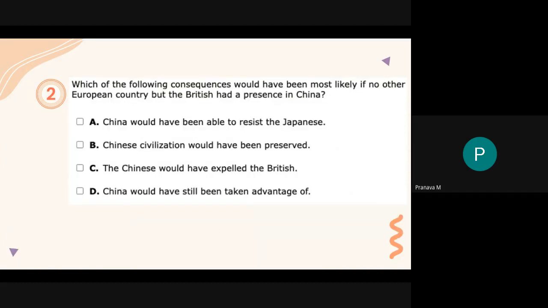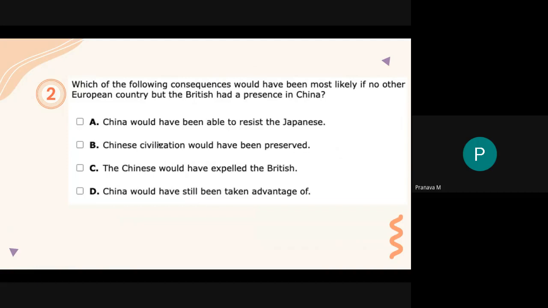Next question: which of the following consequences would have been most likely if no other European country but the British had a presence in China? So the whole second and first paragraph were implying how the British had a really disproportionate influence on China, like they were the biggest exploiter. So even without the other countries, the Chinese would have been exploited. So D is the correct answer.